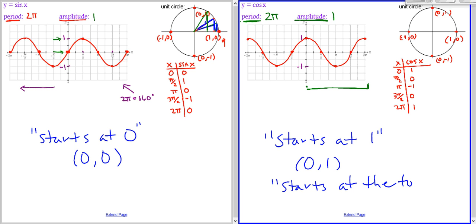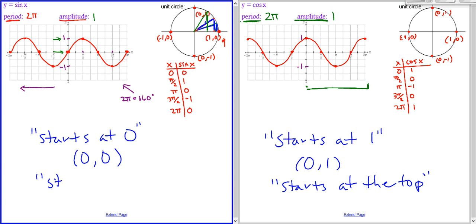It's like a roller coaster and you're starting at the top. For the sine graph, you could say it starts in the middle. So just various ways to think of it so that you can remember the differences between the two. All right, moving on.